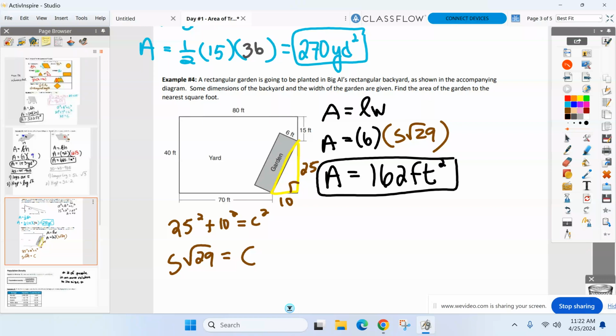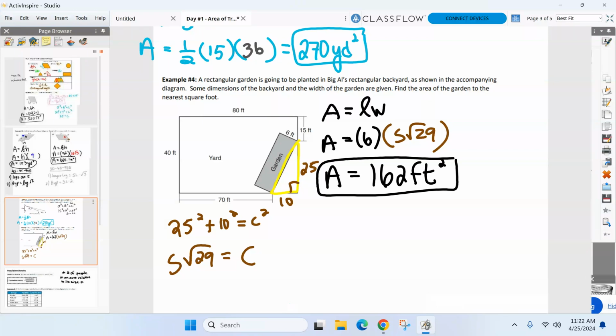One more topic. All right, so we did the areas of all these figures. Something else that's associated with area.